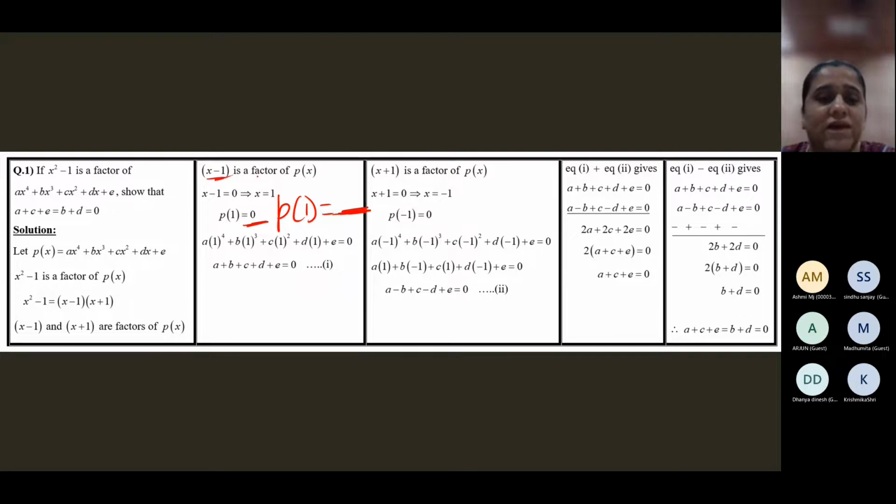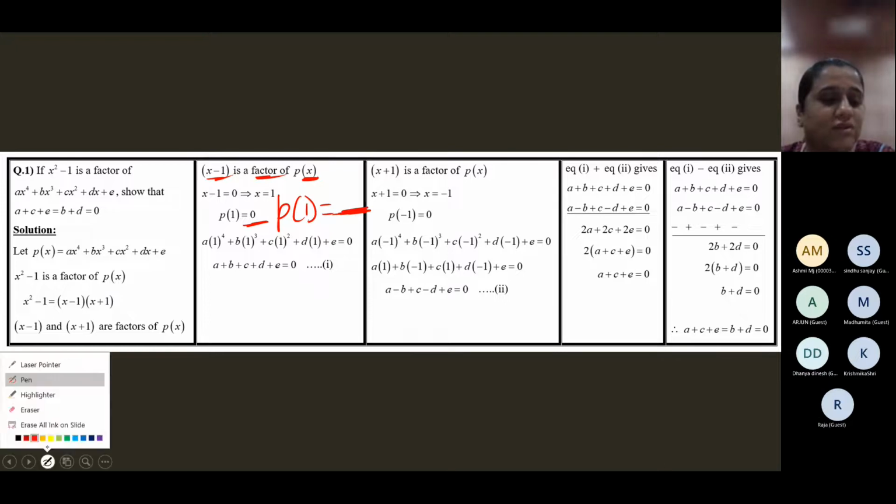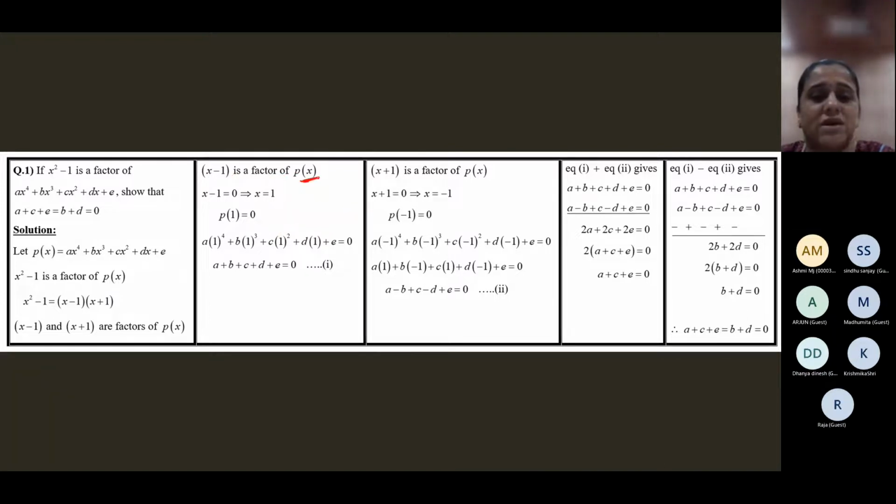Because x minus 1 is a factor of p of x, which means the remainder is 0. When you divide p of x by x minus 1, the remainder is 0. So that is what is 0 here. Since x minus 1 is a factor of p of x, when you divide p of x by x minus 1, it's factored. The remainder will be 0.